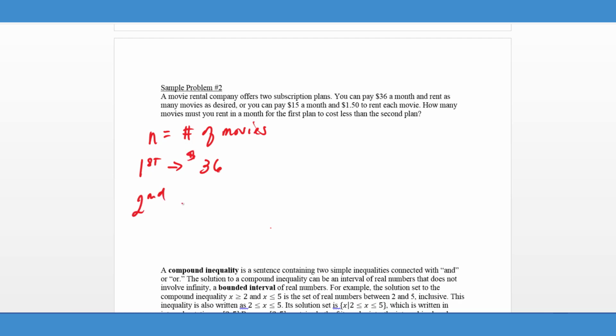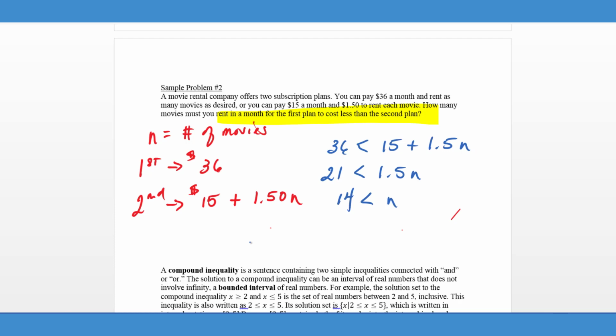I have 2 different plans, and so my first plan is just a direct $36 fee. And my second plan actually has the option of a $15 a month fee plus $1.50 for each movie rental that I have, and so that's my n value. Now, I've set up 2 separate expressions to represent the 2 individual plans, and so finally it asks me how much must I rent for my first plan to cost less than the second plan. And so I'm going to take a look at setting up an inequality like that. So my first plan here is $36, and I want it to be less than the second plan. And now I just go about solving the inequality for n, and so I'll work through that now.